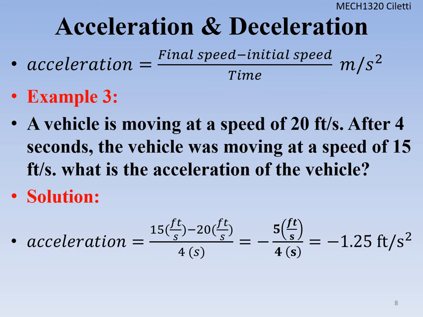All right, we got feet per second over second, and this is where we get second squared. So it's negative 1.25 feet per second squared, which means our acceleration is actually a deceleration. We're slowing down because the negative tells us that. If the answer was positive, we would be accelerating. Since the answer is negative, we are decelerating at a rate of 1.25 feet per second squared.